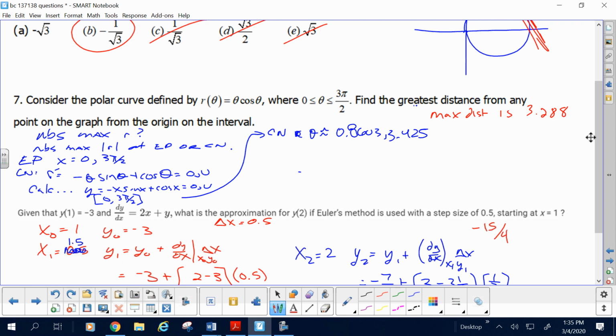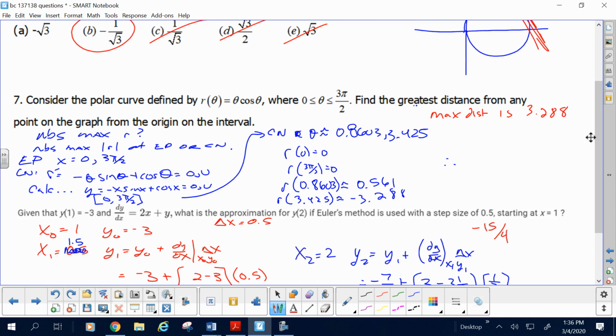And then as far as evaluating what has the greatest distance from the origin, I found what R is at each of those. R at 0 is 0. Not very interesting. R at 3/2 is also 0. Not very interesting. R at 0.8603 was a forward distance of 0.561, and R at 3.425 was a negative 3.288.